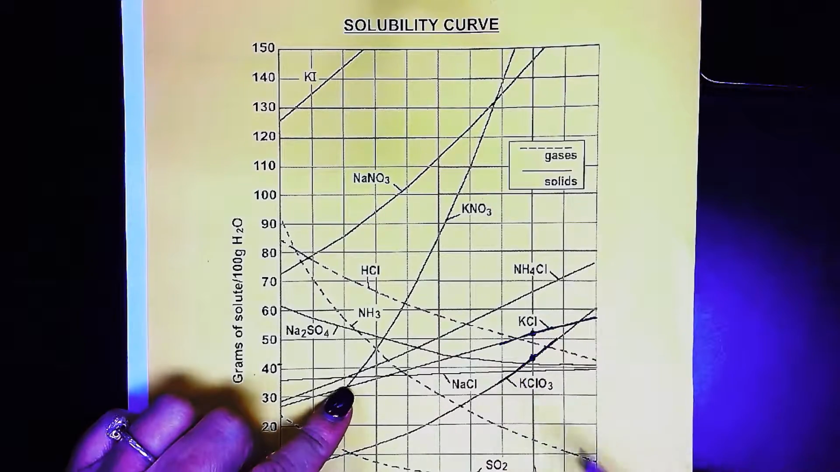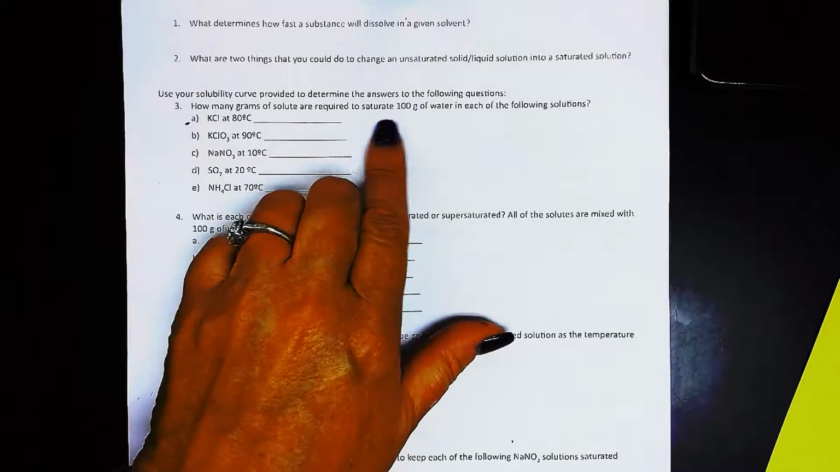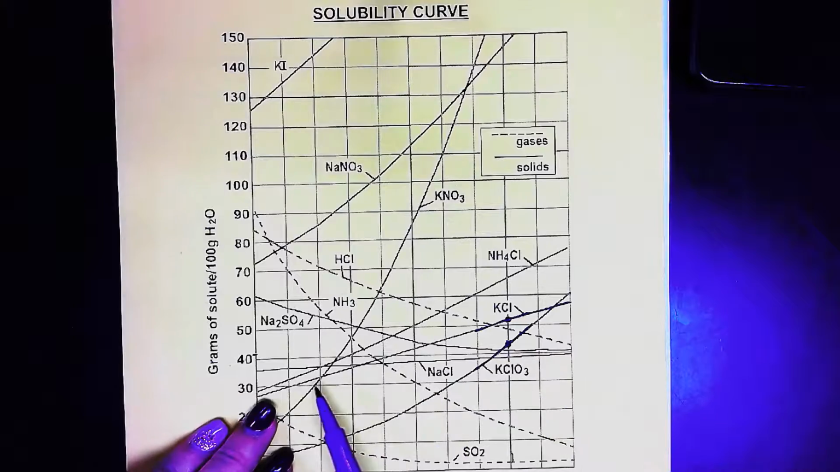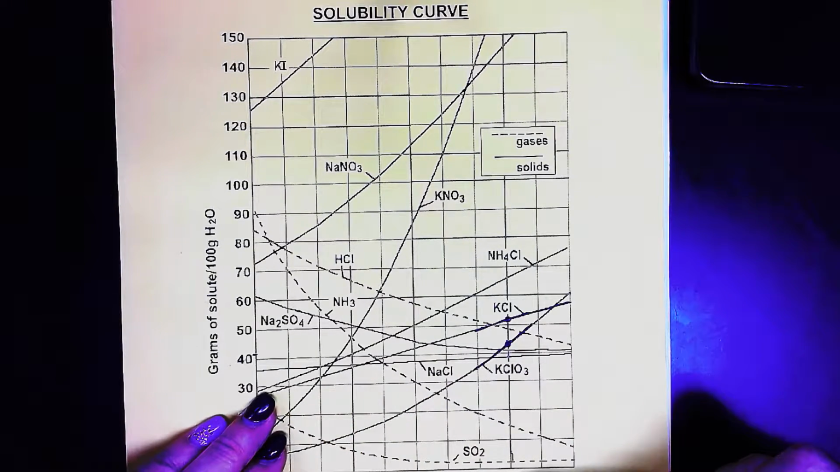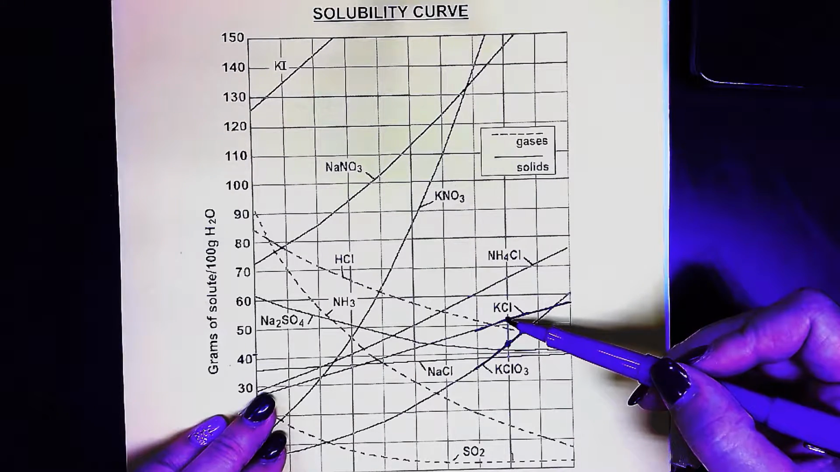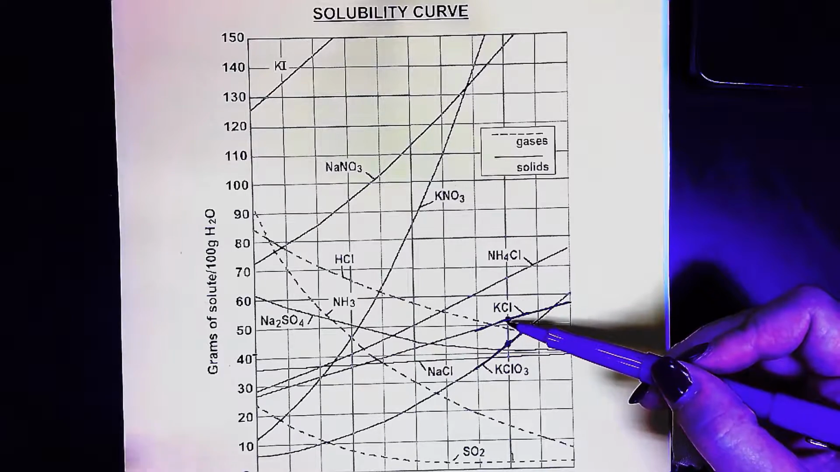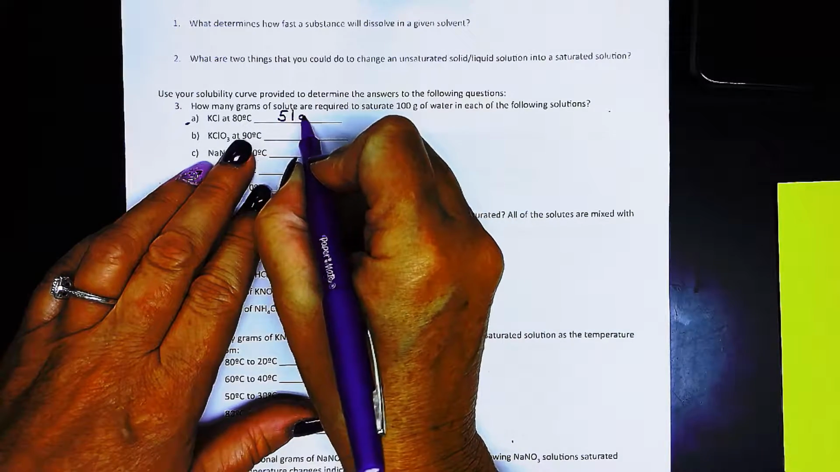The thing that we have to remember is it's asking us about a saturated solution. The thing that I should have said is that the lines on the graph are the saturated solution lines. What that means is at this point, at 80 degrees, this solution of KCl cannot hold any more solute than the 51 grams. So I'm going to come over here and say 51 grams.